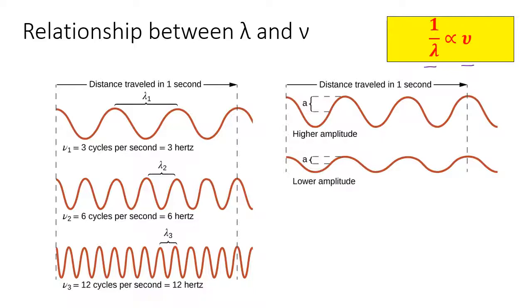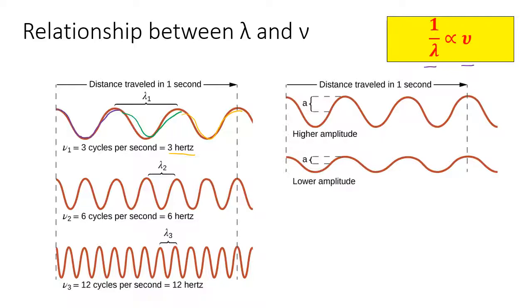If we compare the 3 waves on the left and the distance that each travels in 1 second, or in other words, their frequency, starting here, that means how many cycles are traveling per second. So 1 cycle, 2 cycles, and 3 complete cycles per 1 second. So we could say that the frequency of that first wave is 3 hertz.